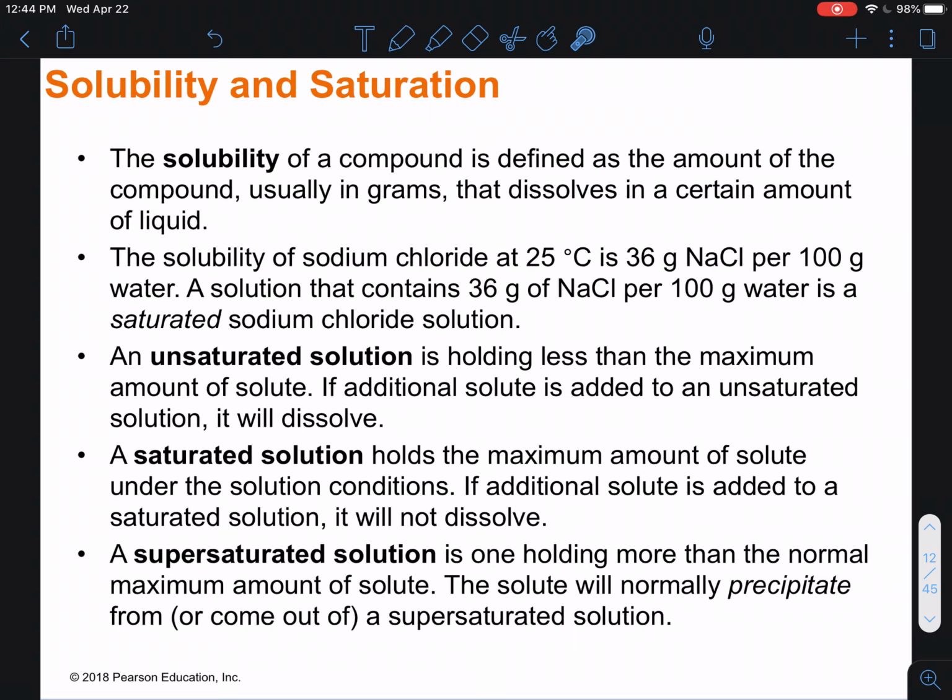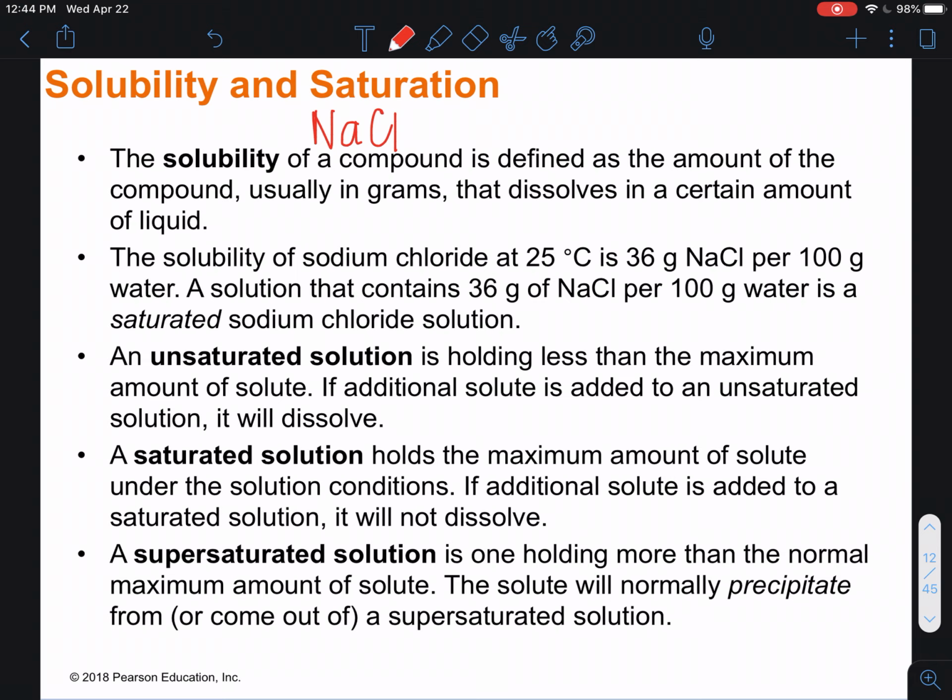So let's look at sodium chloride for an example. How much sodium chloride can we dissolve? Can we just start throwing infinite amounts of salt in water and it will constantly dissolve? The answer is no. There's a certain cap to the amount of salt that we can put in water.